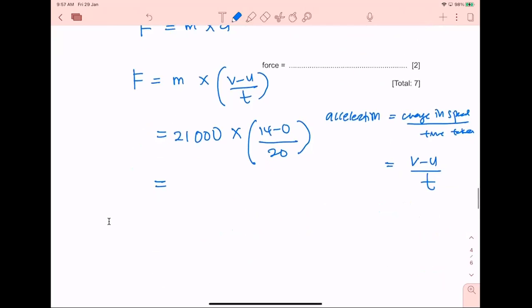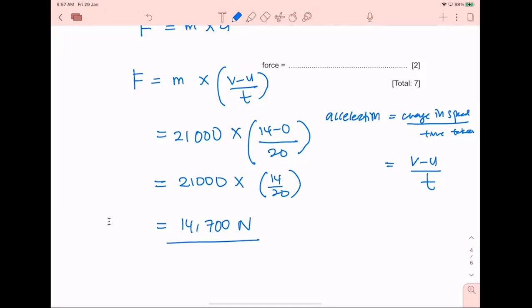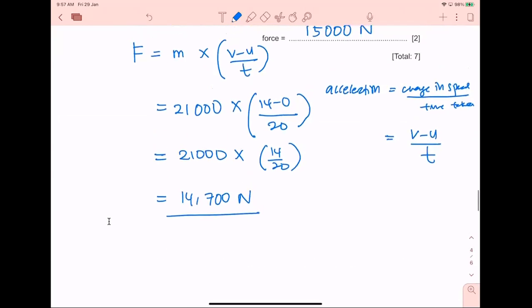So when you get this, you substitute. So 21,000 times 14 divided by 20, you get 14,700 Newtons. Like I said, when you want to put the answer, you can round up to two significant figures. So you can round up to 15,000 Newtons. So that is the answer for this.